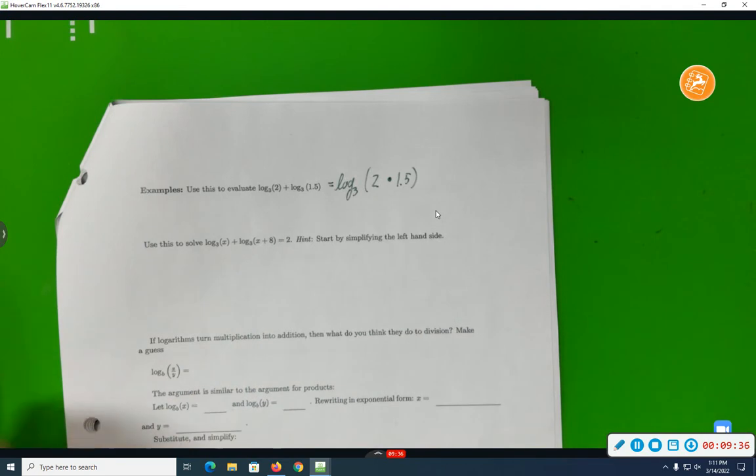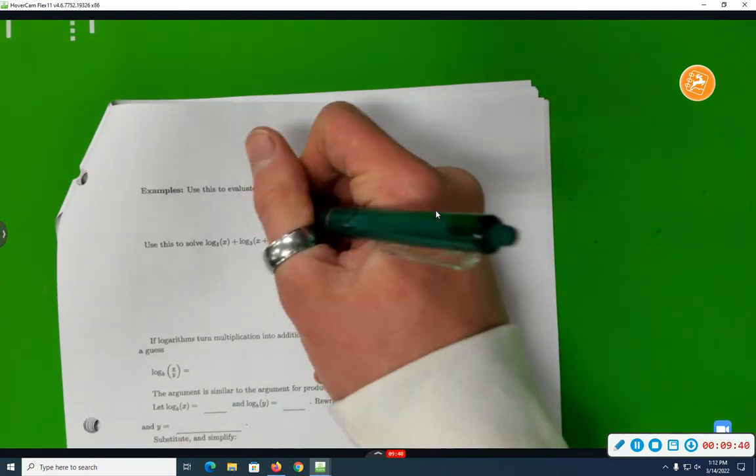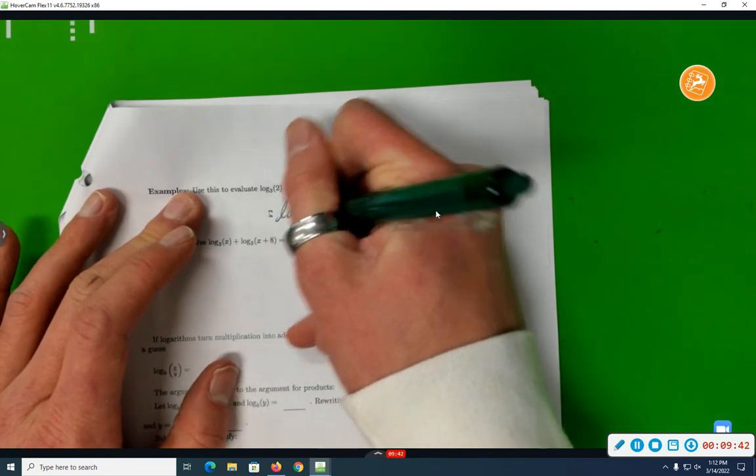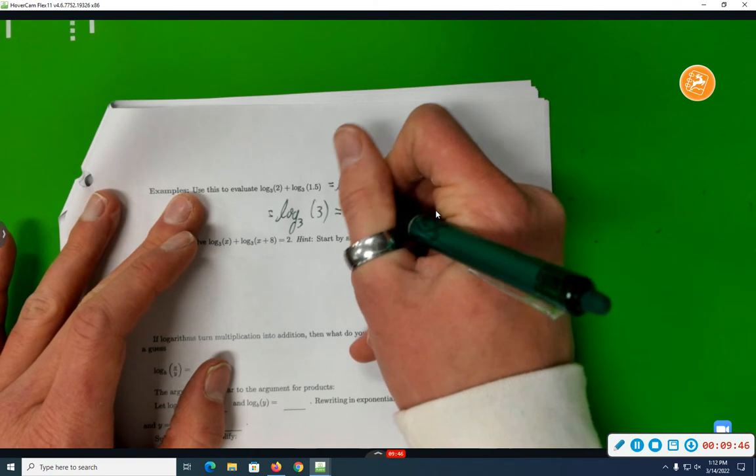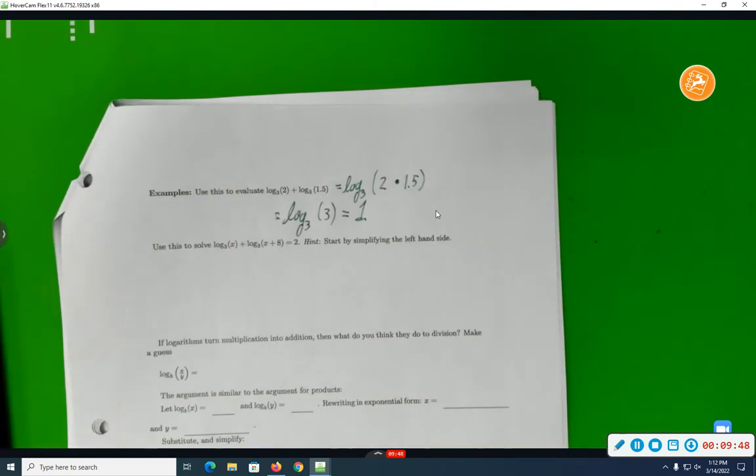And now let's do that. What's 2 times 1.5? 3. So this is the log base 3 of 3. What's the log base 3 of 3? 1. Nice.